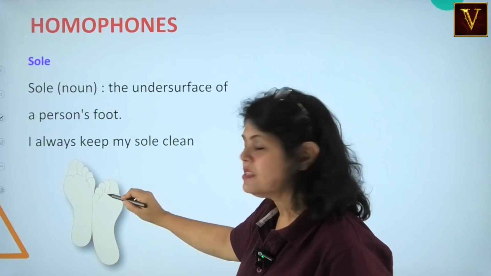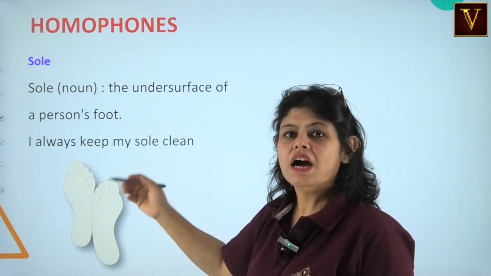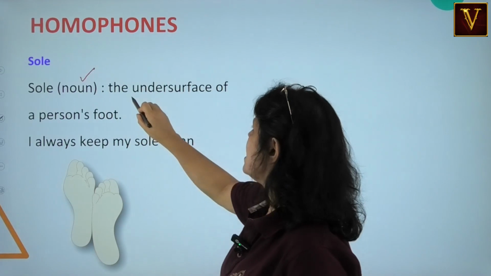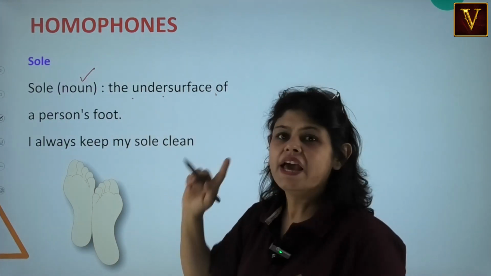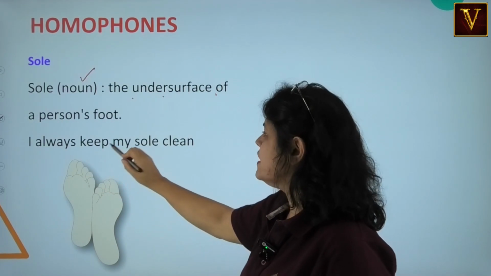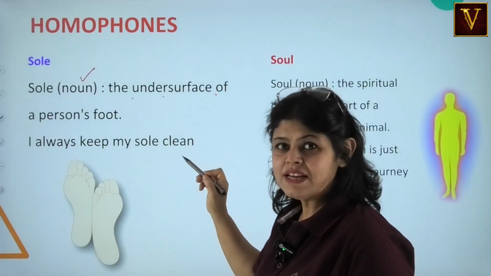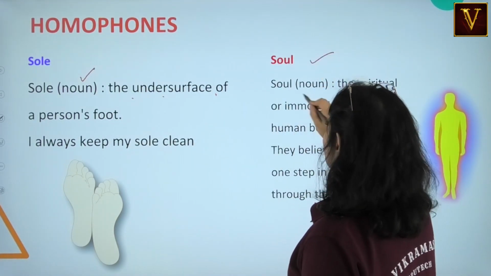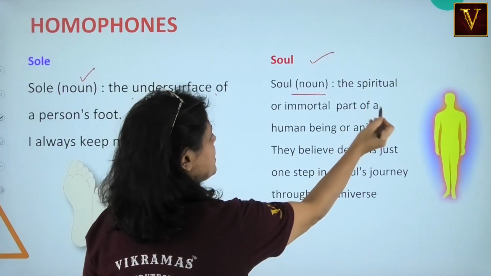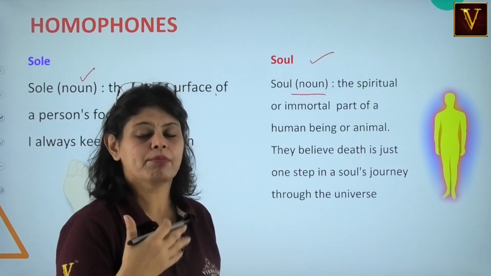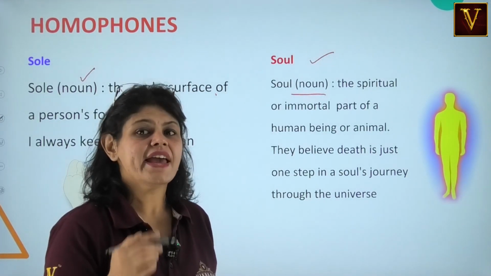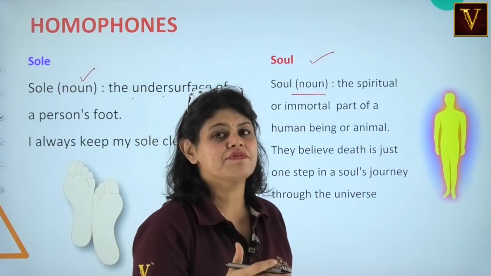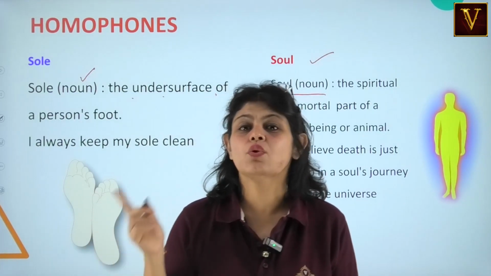S-O-L-E, and this is the part beneath our foot, right? The under surface of a person's foot is S-O-L-E. I always keep my sole clean, right? And another sole is S-O-U-L, again a noun, and the spiritual or immortal part of human beings or animals is S-O-U-L. We barely at times understand the difference between S-O-L-E and S-O-U-L.